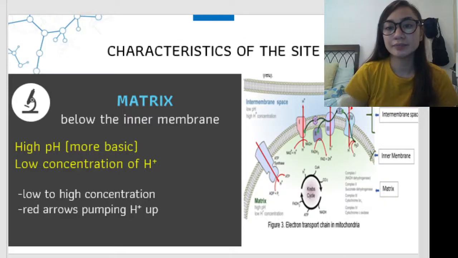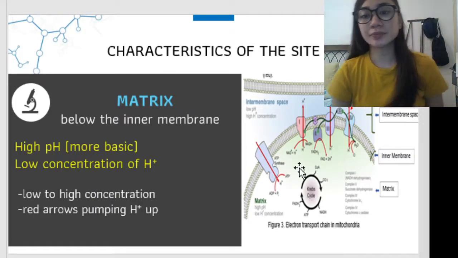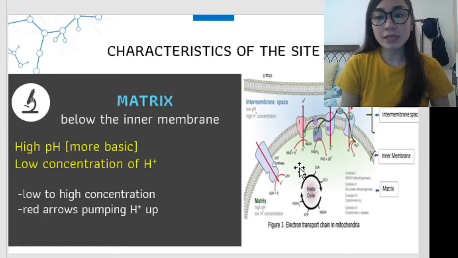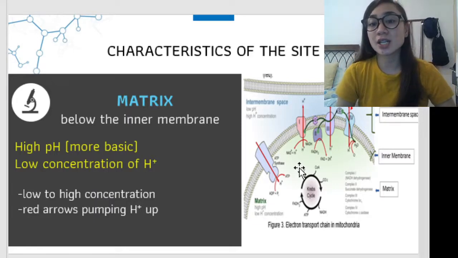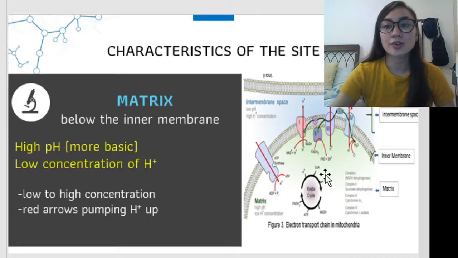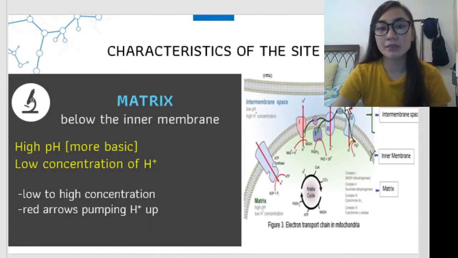And, matrix naman natin, it is the one below the inner membrane. And, pH here is high. So, ibig sabihin, much more basic siya. And, there is a low concentration of hydrogen ions. So, low to high concentration nga ang gusto ng hydrogen ions natin. Kaya, mas karamihan nasa intermembrane space.